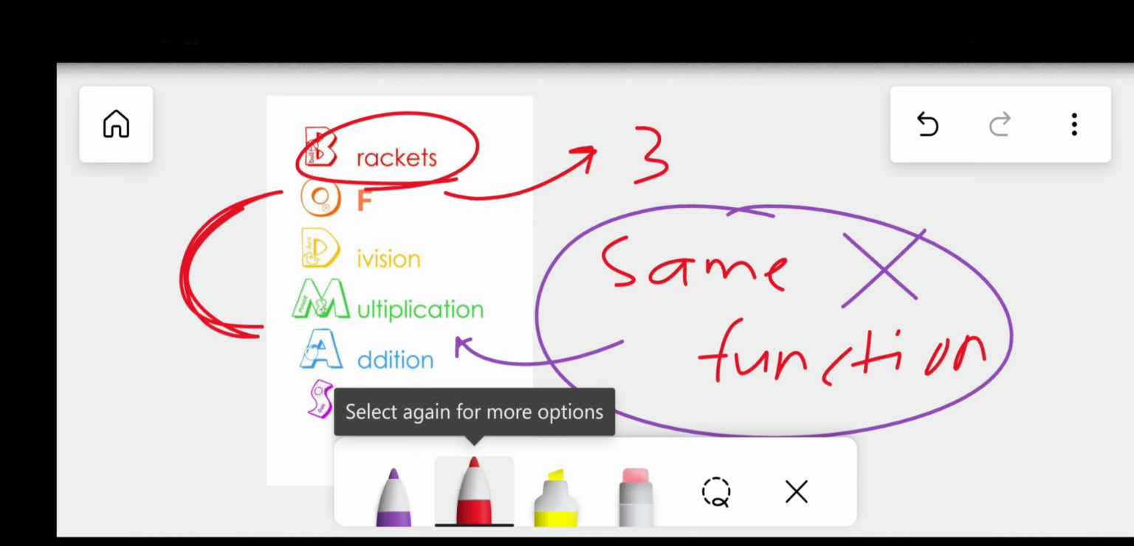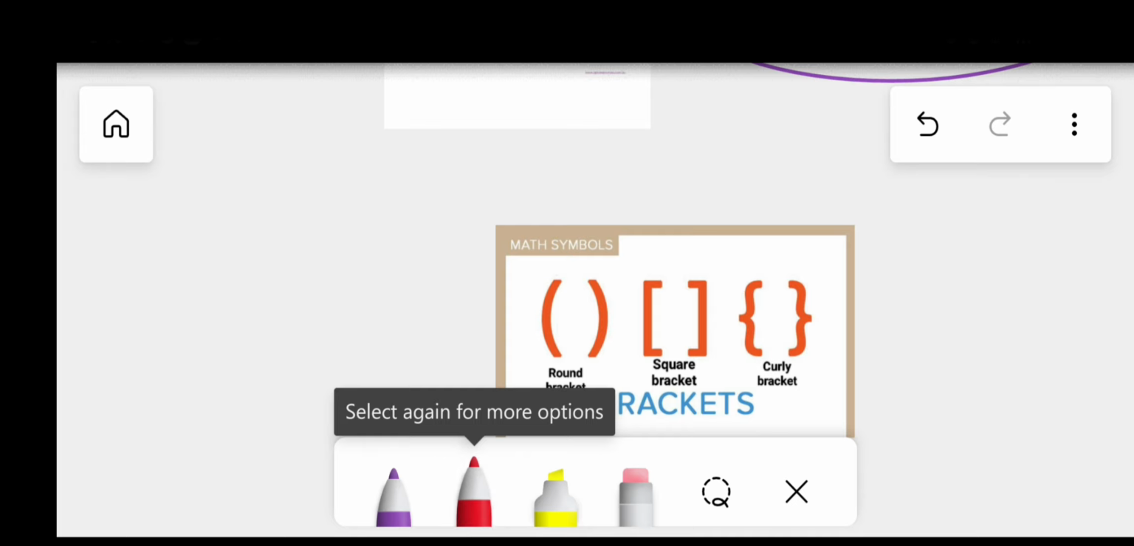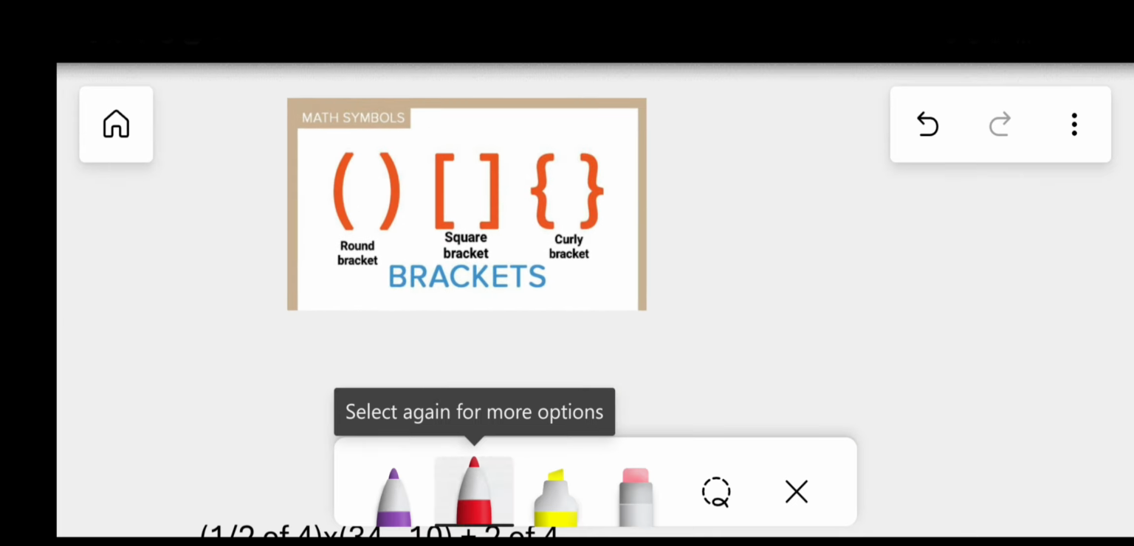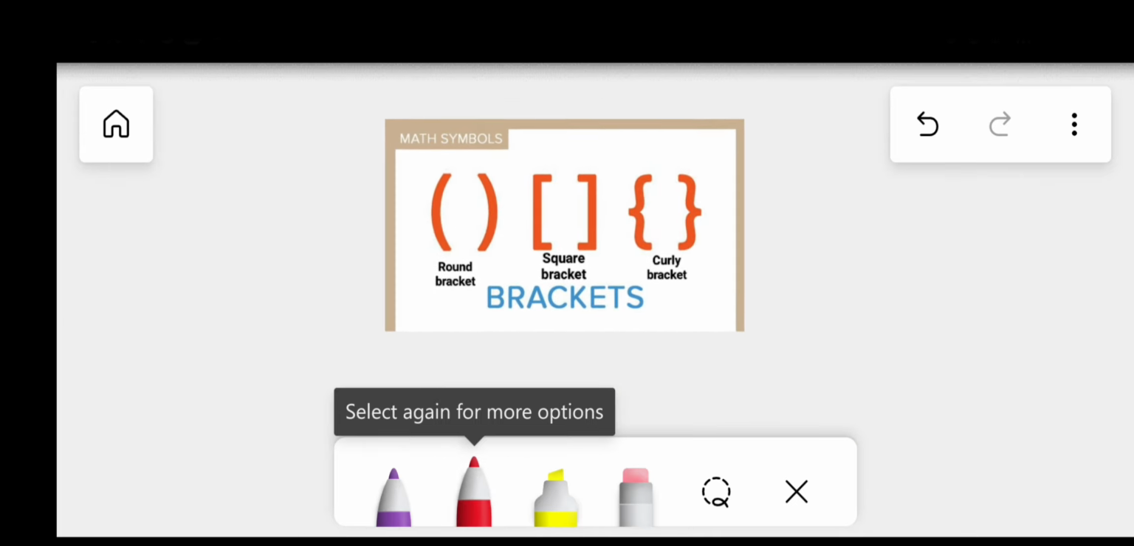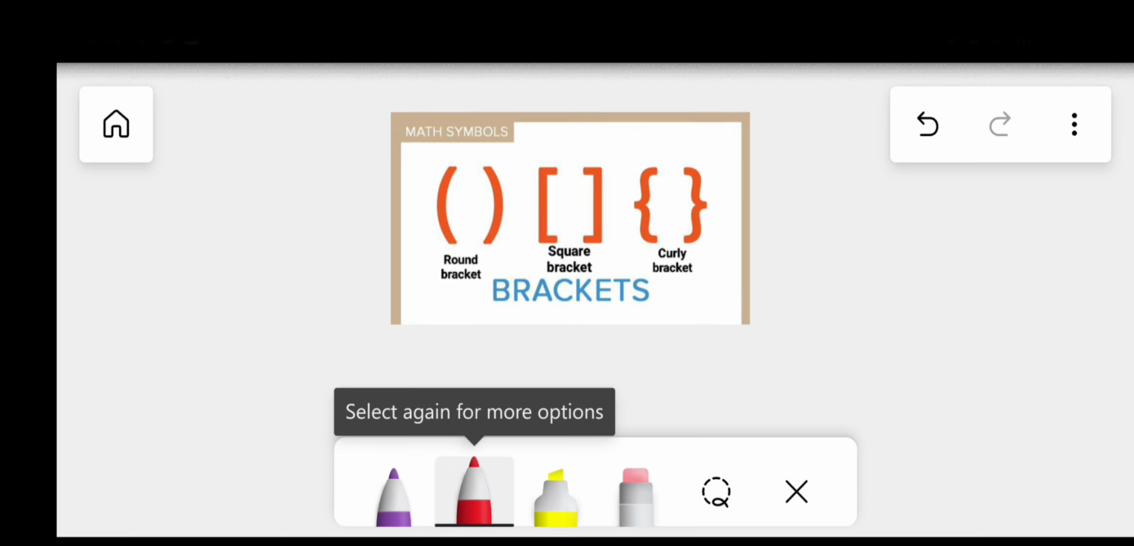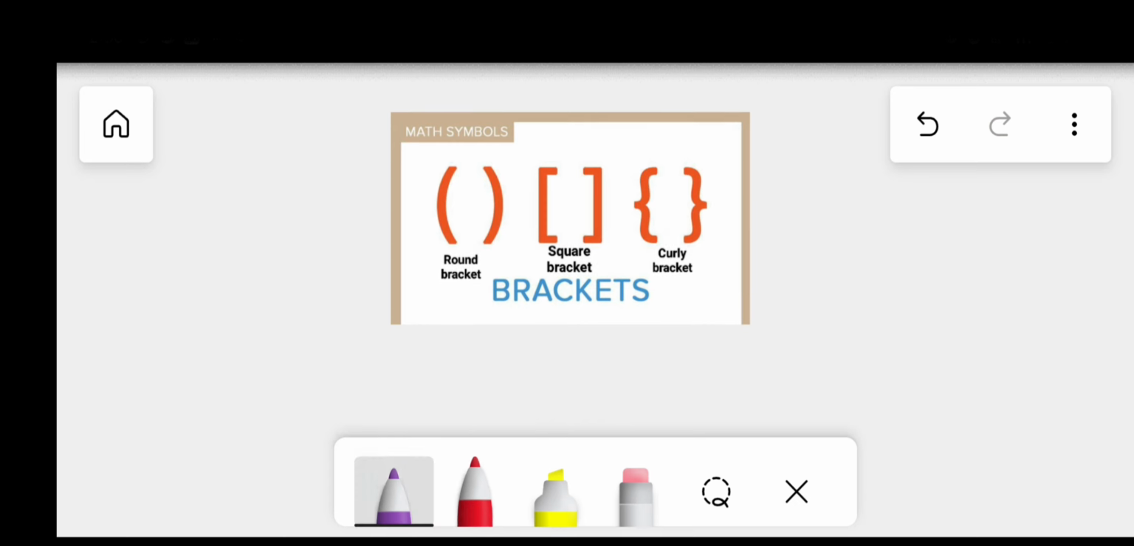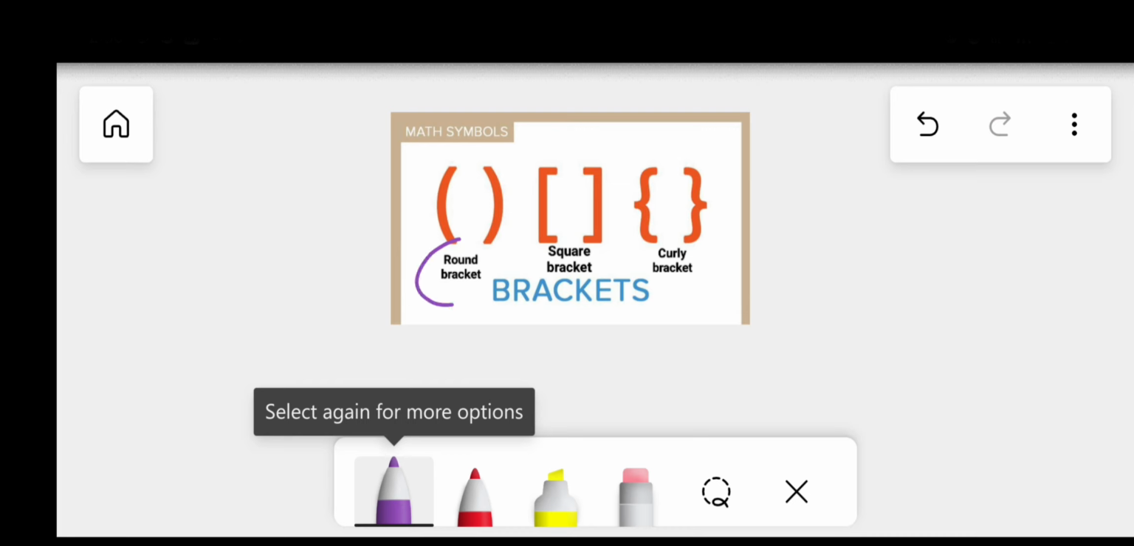There are normally three types of bracket, which we will discuss here. I have prepared a presentation for you, so let's see. We can clearly see we have three types of bracket: the first one is called round bracket, the second one square bracket, and the third one curly bracket.